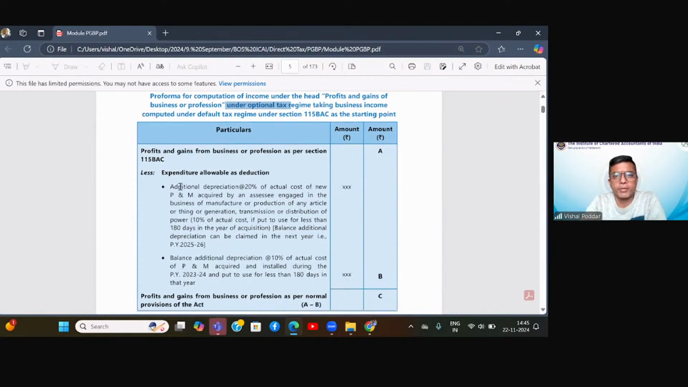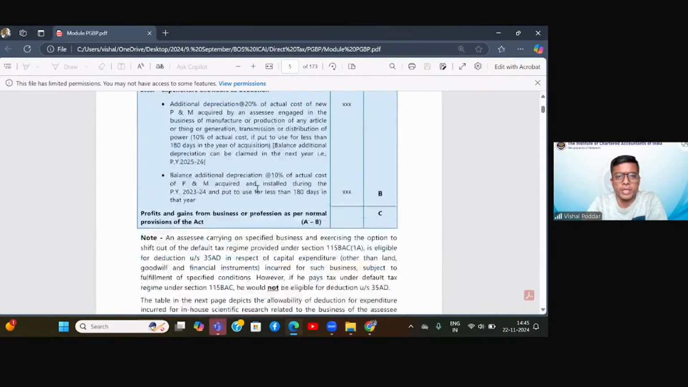What are they? First is your additional depreciation. New regime does not allow you additional depreciation. Similarly, balance additional depreciation, where in the first year you are allowed only 10%. So balance is allowed in the next year. So in simple case, what they are asking you to subtract is only one item, that is additional depreciation, because new regime does not allow this.